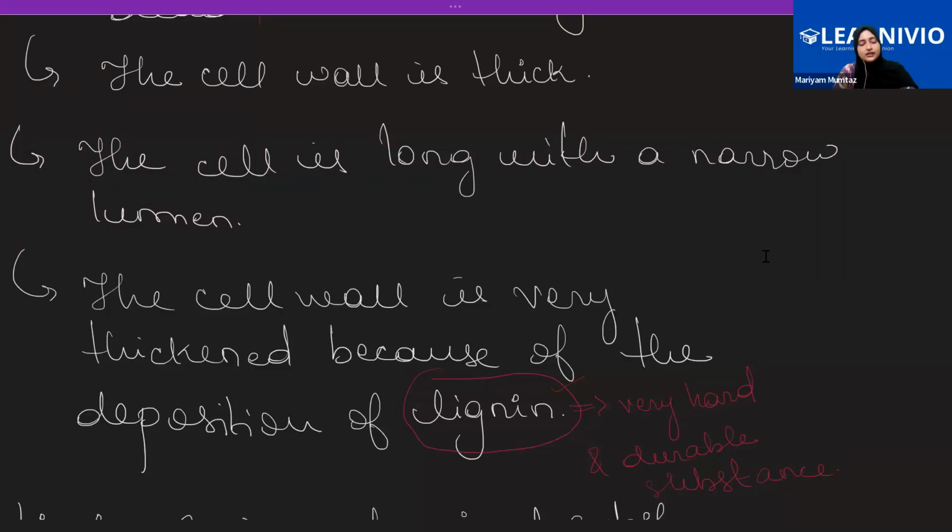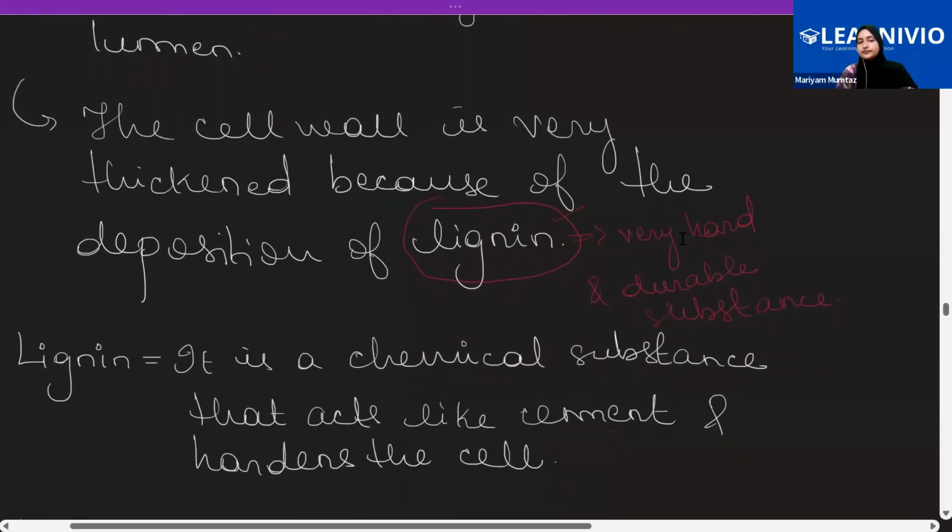Now the sclerenchyma is made up of usually lignin, and lignin is a very hard substance, right? It provides rigidity. It's like cement. So when cement hardens, just like that, the lignin is providing hardening to the cell. Okay? Any doubts, students? No.